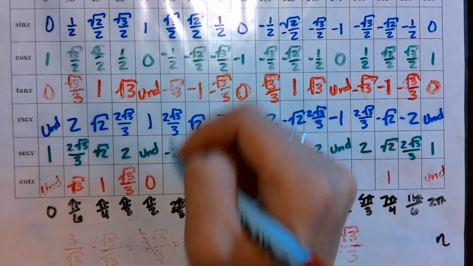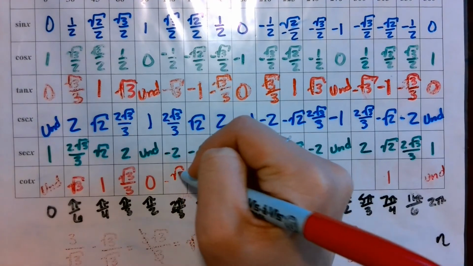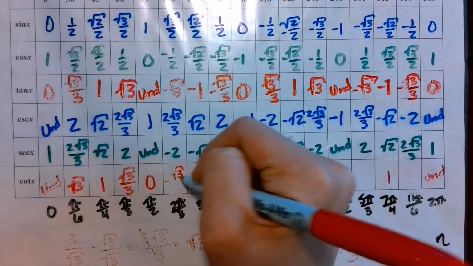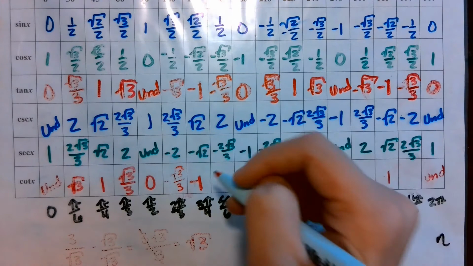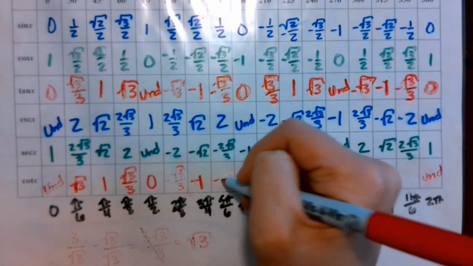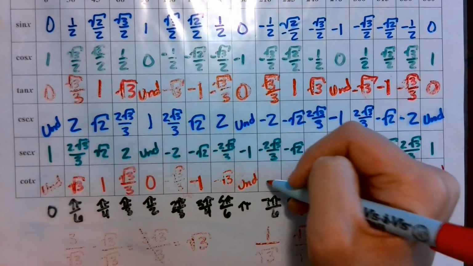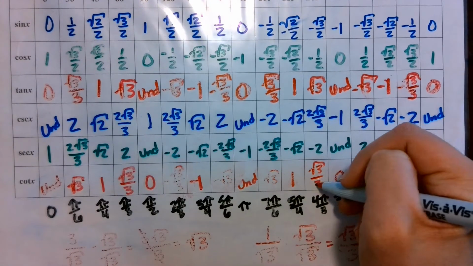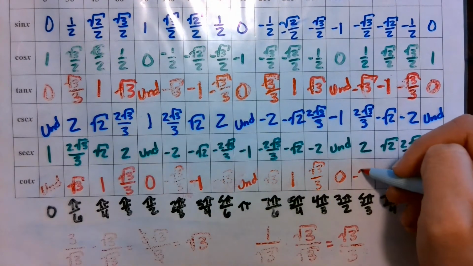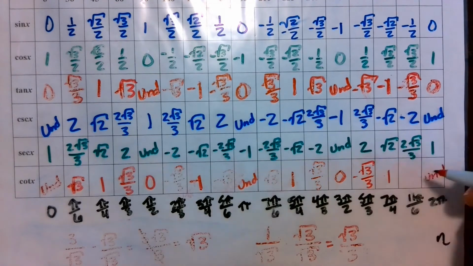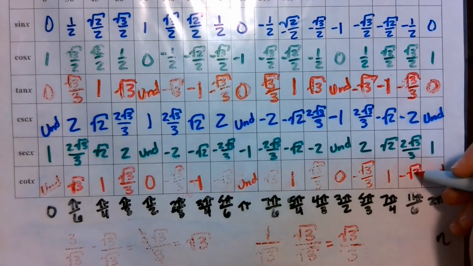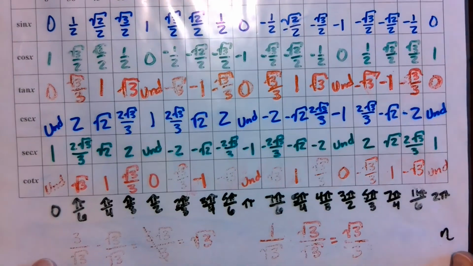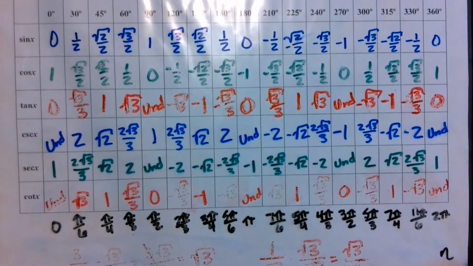As we fill in the rest here, we just want to make sure that cotangent is still negative in the places that tangent was negative. So in the second and the fourth quadrant, got radical 3. And there you have it. We've got the whole trig chart.